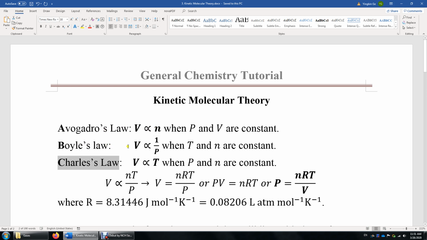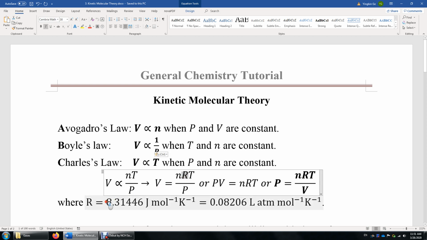Boyle's law tells us the volume is proportional to 1 over pressure of the gas. Charles' law tells us volume is proportional to temperature, again for gases. Therefore, volume is proportional to nT over P, and we can also say volume is equal to nT over P multiplied by a constant R. That constant R is the gas constant.